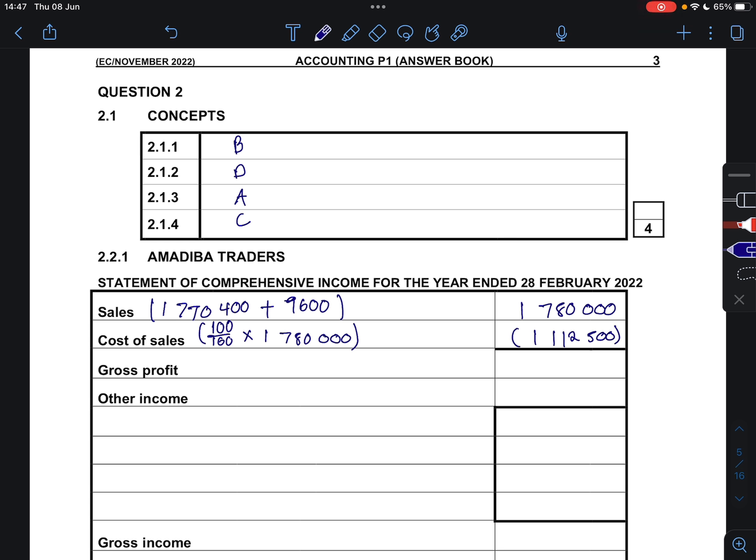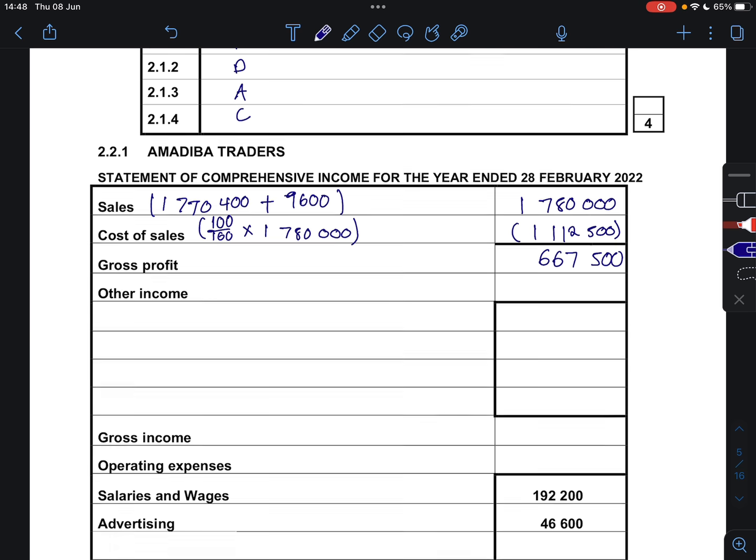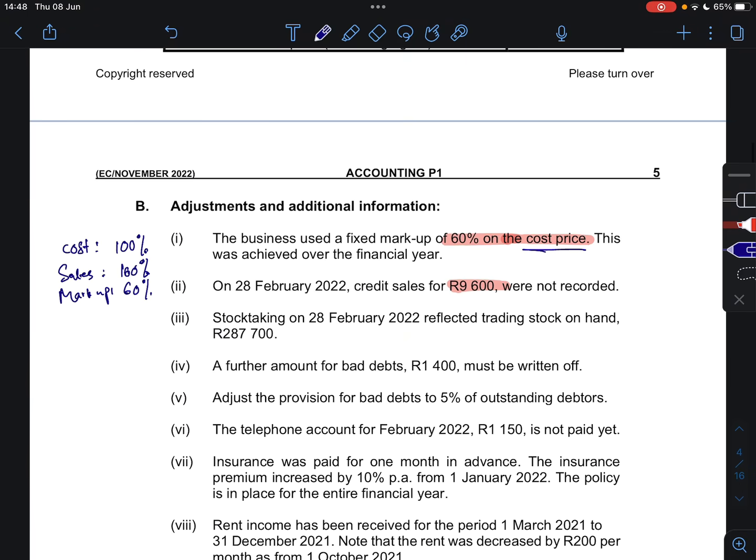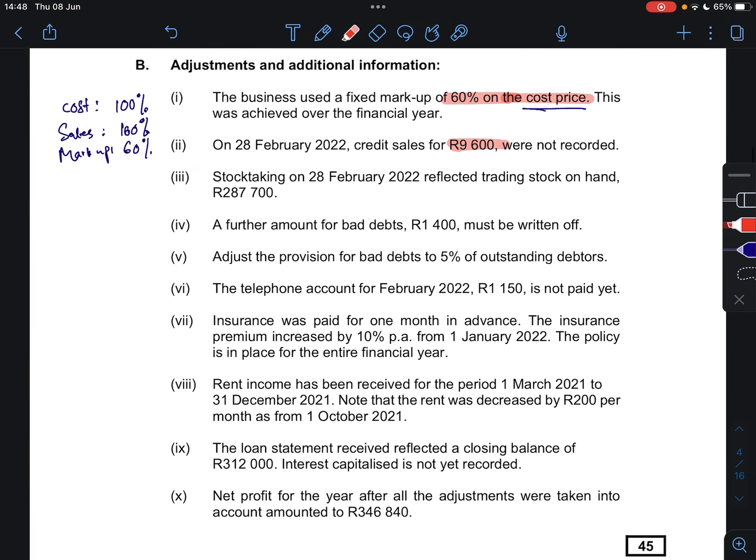And then a gross profit, you just simply subtract your cost of sales from your sales. Okay, I'm getting 667,500. All right. Other income, we go to check. We continue with our adjustments so that we can see what we need to actually adjust.